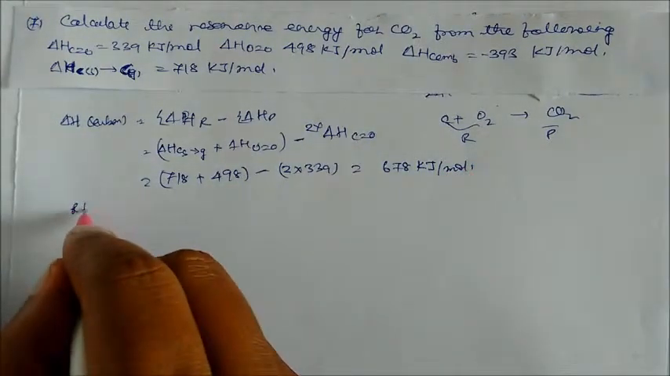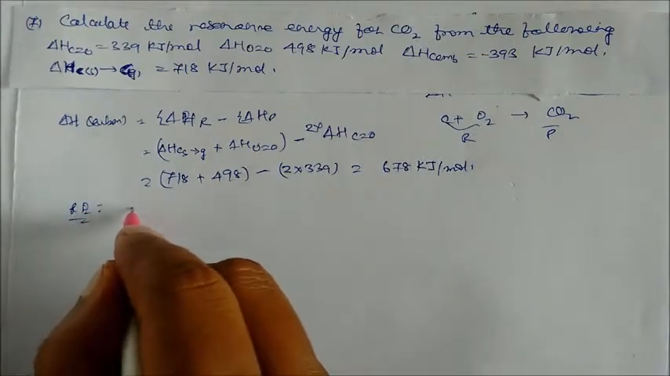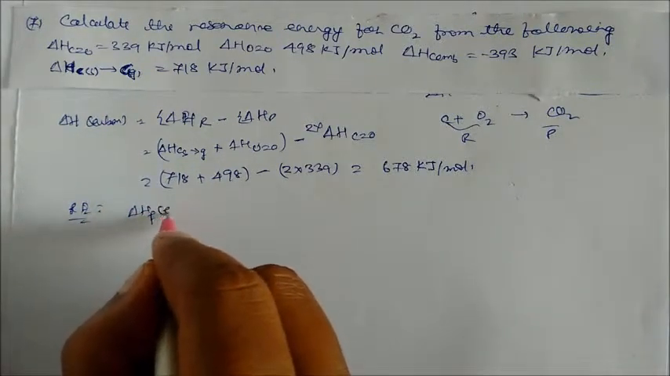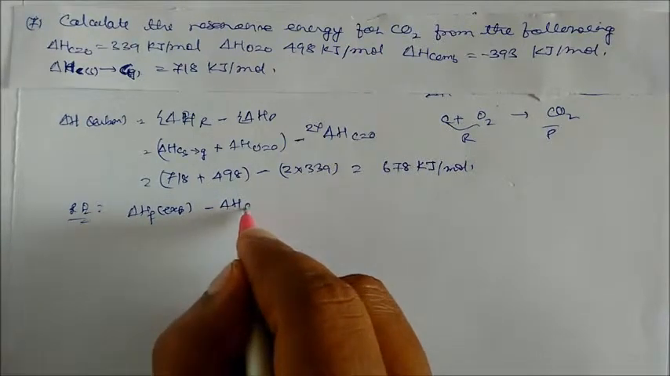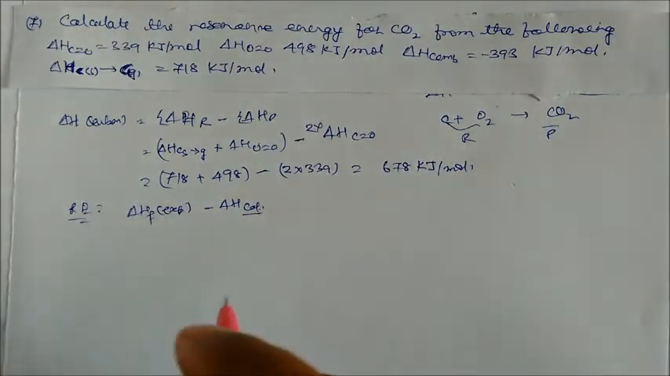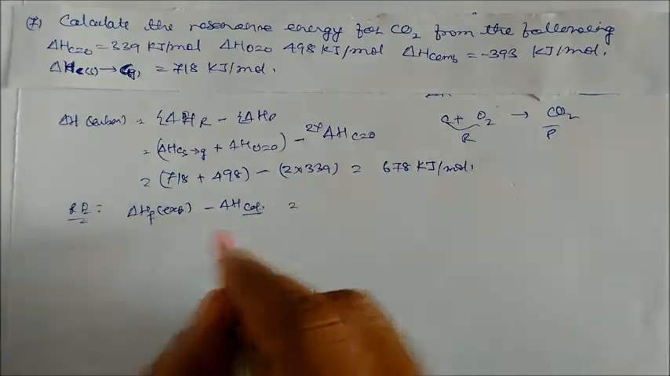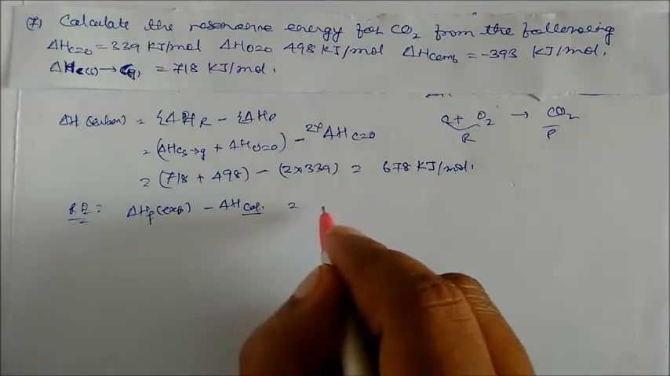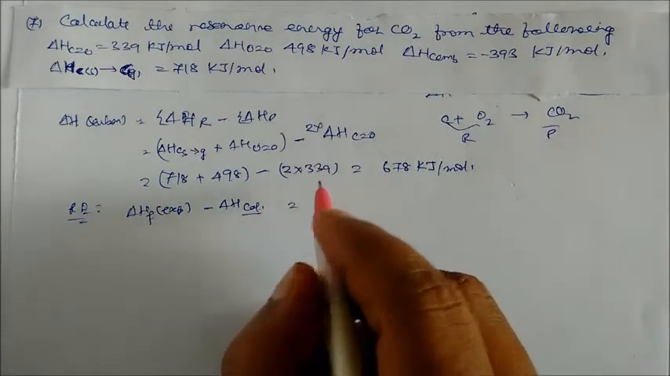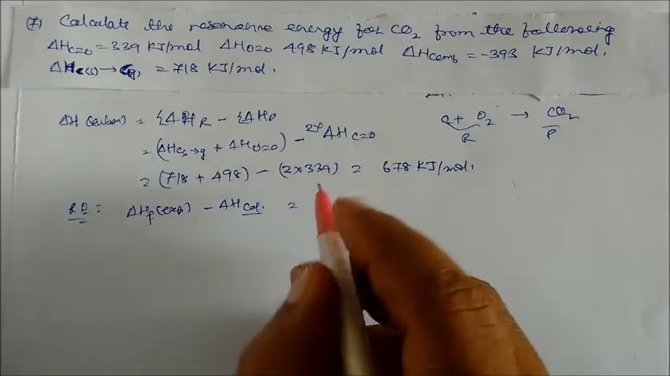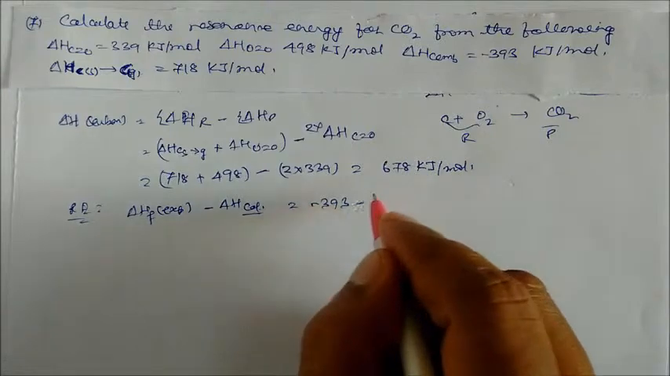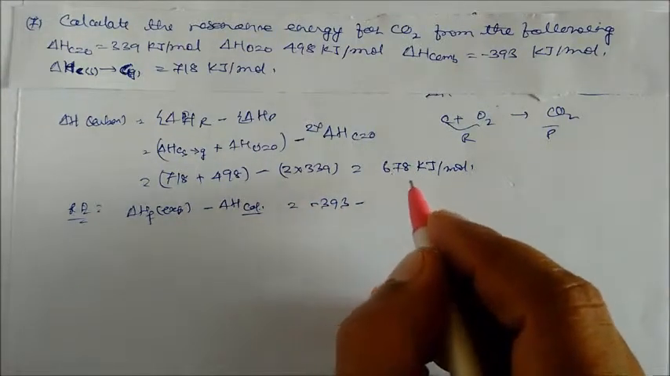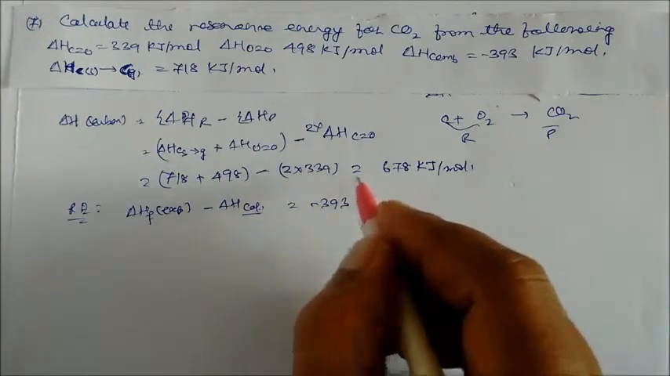So what is resonance energy? This resonance energy will be your delta heat of reaction, that is experimental, minus the delta heat of energy that is calculated. So this is our calculated. Experimental is given here as minus 393, so right here 393, and calculated is given here as 678. So this value is 678.